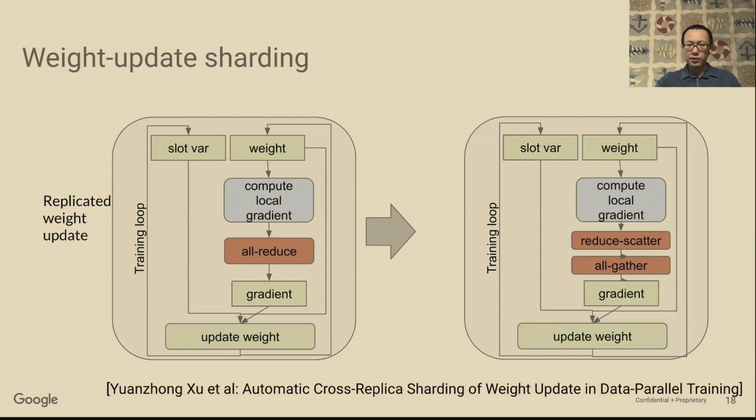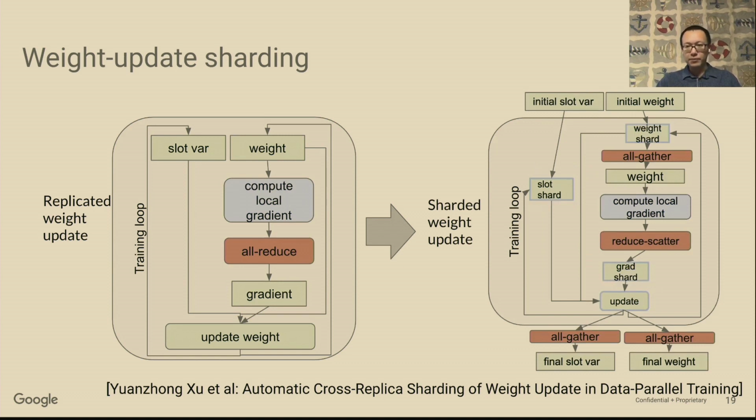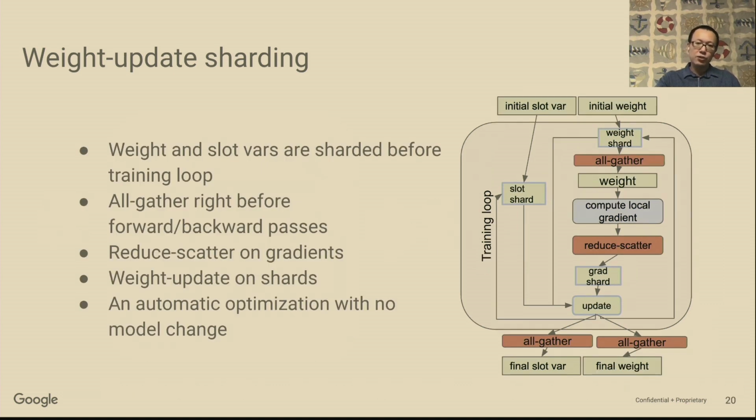But because it's split, we are able to have the compiler perform some code motion to move the gather operations across the weight update operation to where it's actually being used. This way, the weight update operation does not need to operate on the full shape, but can just operate on the sharded part. So this is the high-level idea of the optimization. The way we implement this in our compiler is that outside the training loop, we first shard both weights and the slot variables.